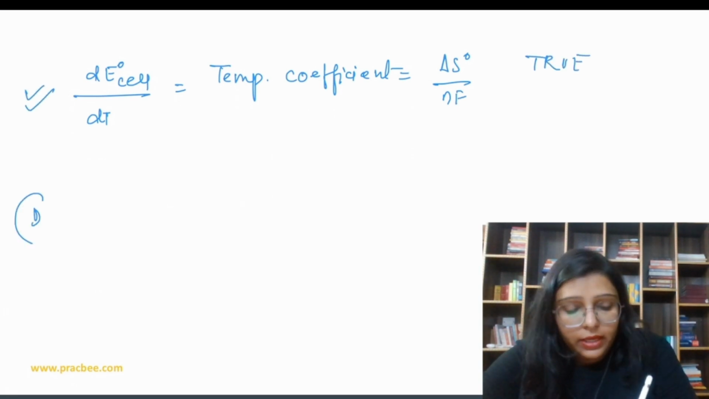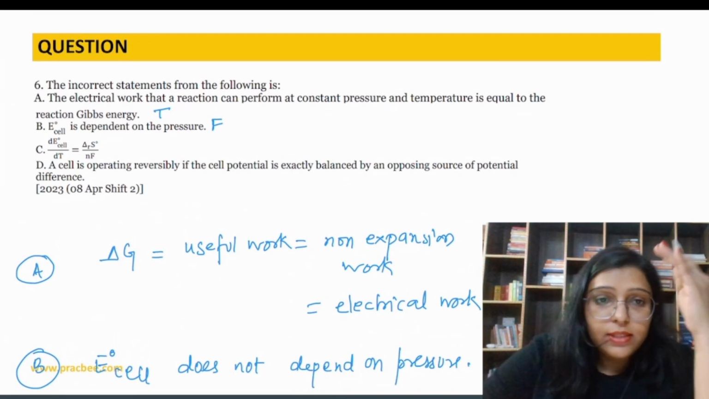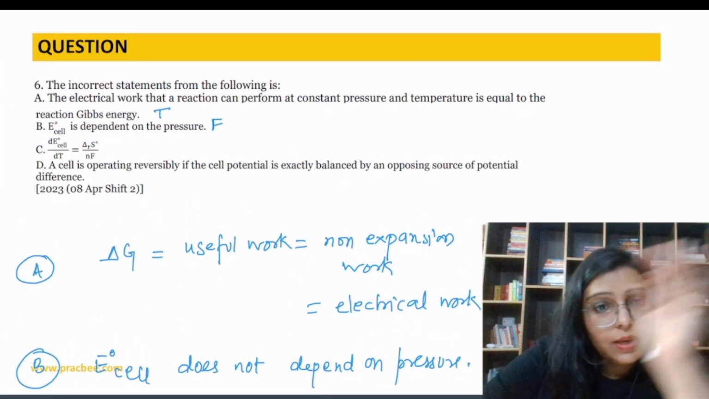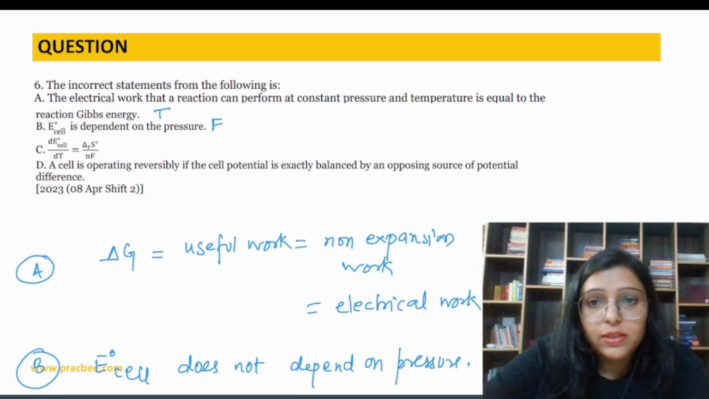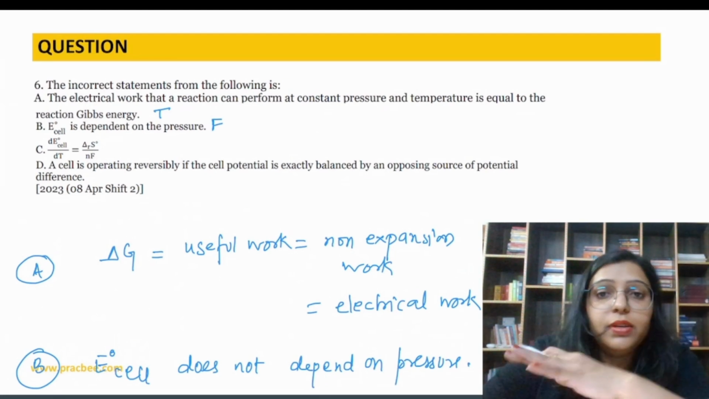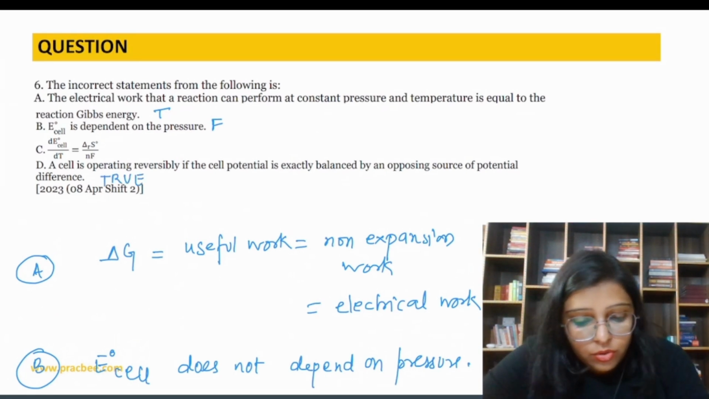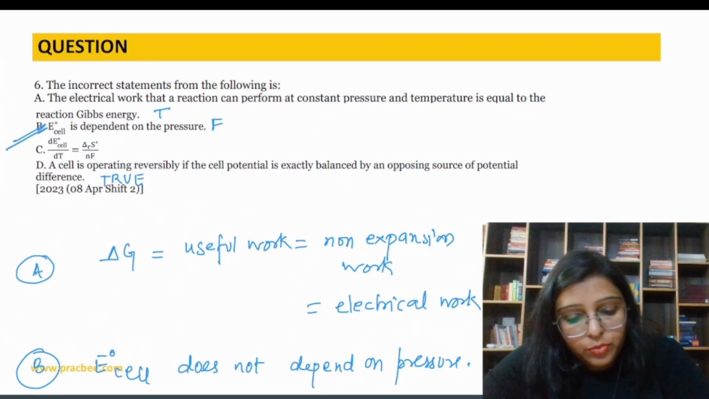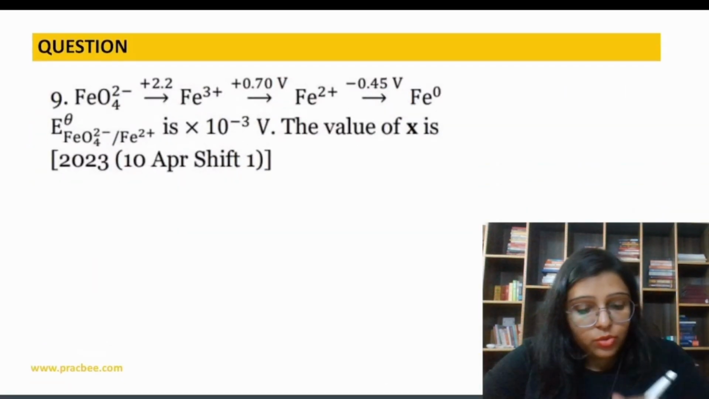Now see option number D. A cell is operating reversibly if the cell potential is exactly balanced by the opposing source of potential difference. Yes, it is true. If the cell potential is balanced by the opposing source of potential, then we can say the reaction is the reversible reaction, or we can say the cell is operating reversibly. Okay. So yes, this is also true. So the incorrect statement from the following is B. The option B is the answer. Okay. Now let's do the next question.